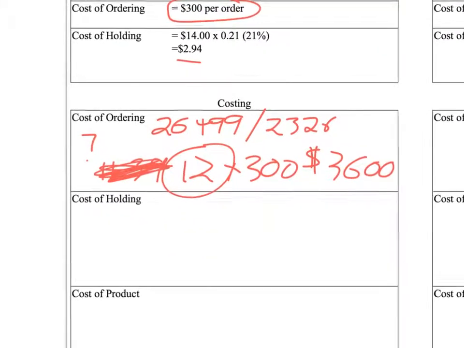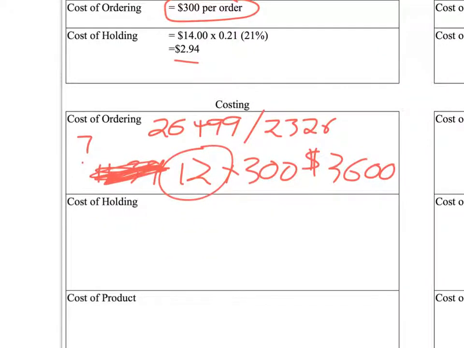Now, our cost of holding, we have to remember something in cost of holding, is that whenever we calculate cost of holding, we calculate half of whatever our quantity is times our cost of holding. Okay, so our quantity in this case is 2,326. Now, half of our inventory, 2,326 divided by 2, not 12. So half of Q, right, half of Q is 1,163 units.